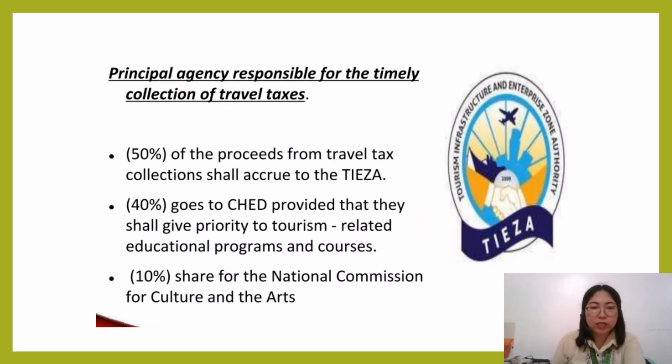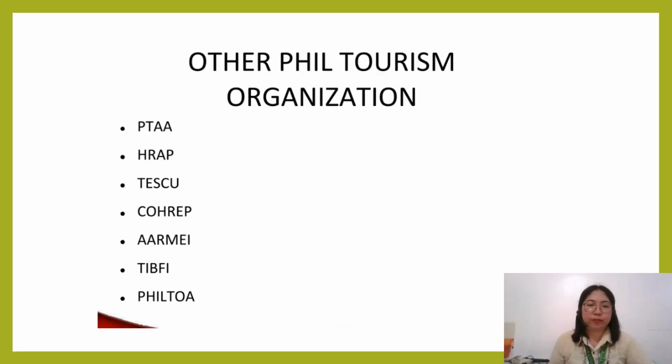Yan. So these are the principal responsible for the timely collection of travel taxes. So 50% of the proceeds would be from the travel tax collection. 40% goes to the CHED, provided that they shall prioritize tourism. 10% share goes to the National Commission for Culture and the Arts.